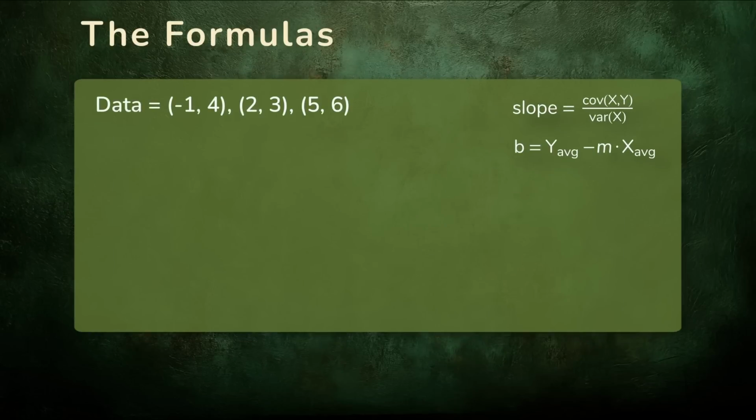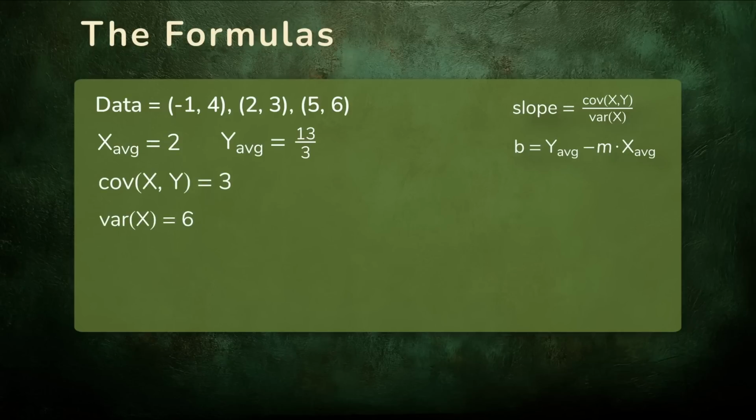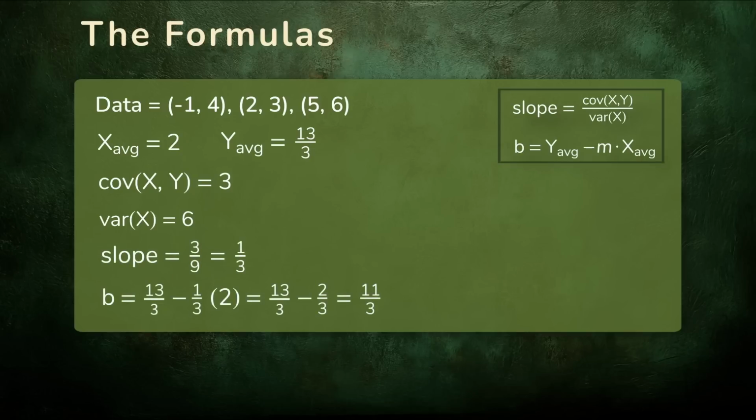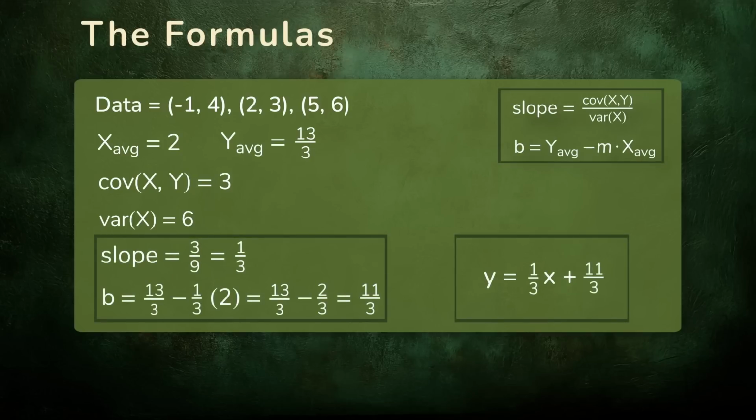First, we find the average of the x values and the average of the y values. Then we calculate how much x and y vary together. That's the covariance. How much x varies on its own. That's the variance. Once we have these pieces, we just plug them into the formulas. We get the same line we found before.